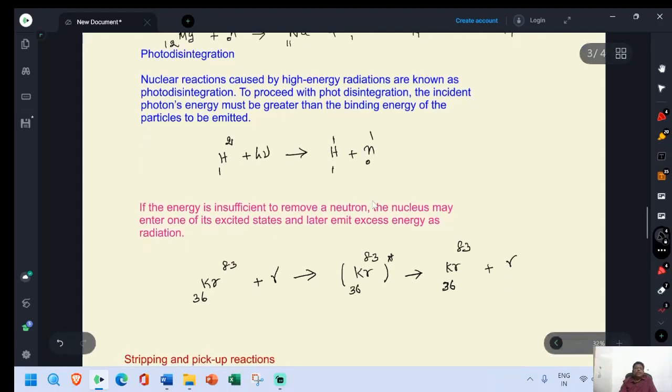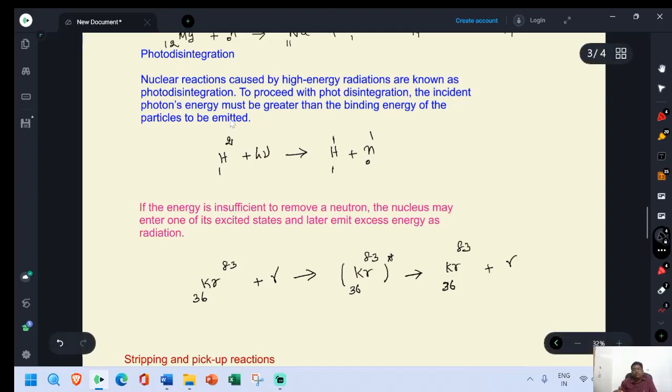If the energy of the incoming photon is not sufficient to remove a nucleon from the system, the excitation of the target alone takes place. See this example. Krypton-83, after absorbing a photon of low energy, reaches its excited state, then comes to the ground state by emitting a photon. If the energy is insufficient to remove a neutron, the nucleus may enter one of its excited states and later emit excess energy as radiation. This is called a photo disintegration process.